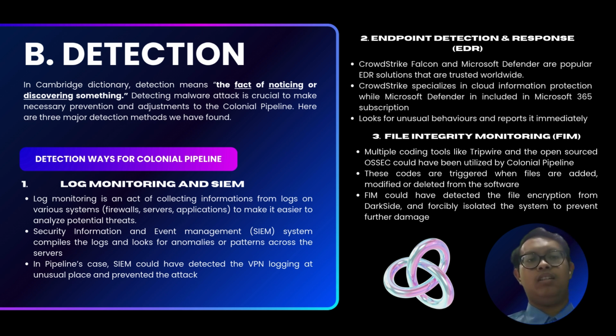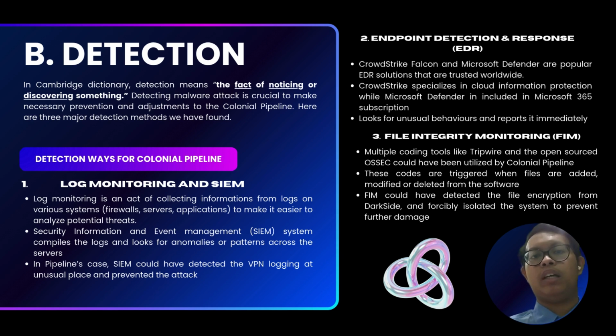Next up, we have detection. Now, in Cambridge Dictionary, detection means the fact of noticing or discovering something. Detecting malware attacks is crucial to make necessary preventions and adjustments to the Colonial Pipeline. Here are three major detection methods that we have found.